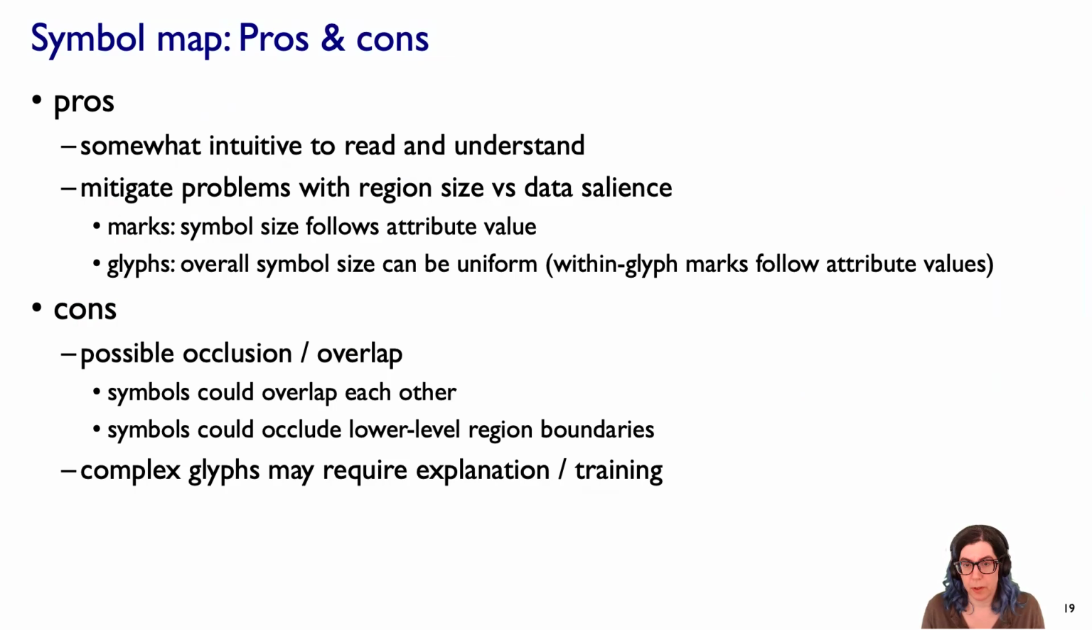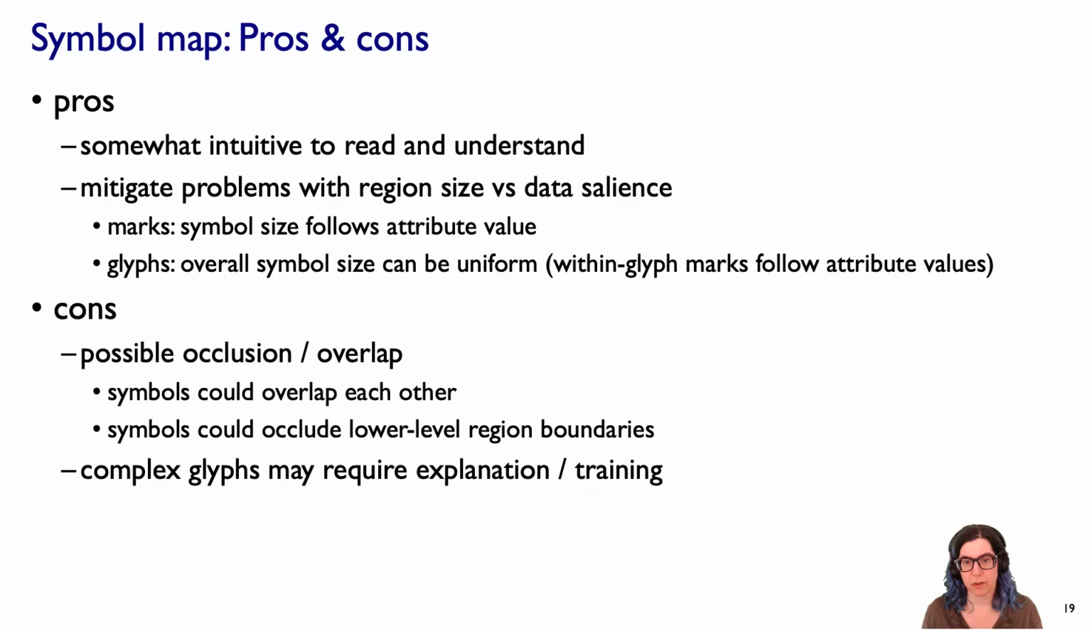So what's good about symbol maps? Well, they're pretty intuitive to read and understand. We often don't need a lot of explanation for those either. And what they do is they address this problem of the disparity between the size of the region and the salience of the data, because that symbol follows the attribute value, not the size of the region. So as I said, typically we can even just use a uniform size if we're dealing with glyphs rather than with size-coded point marks.